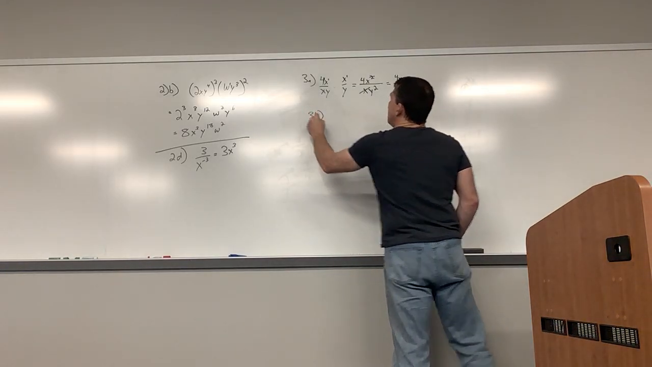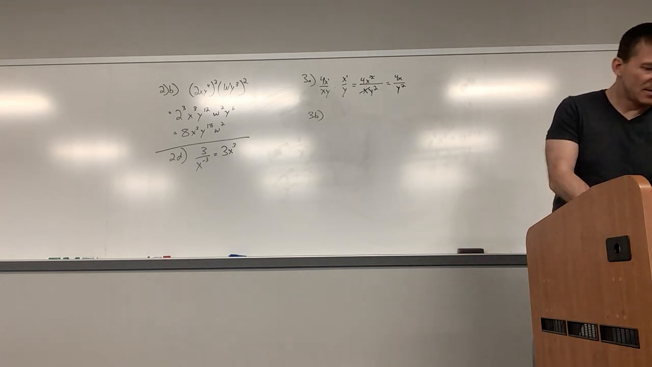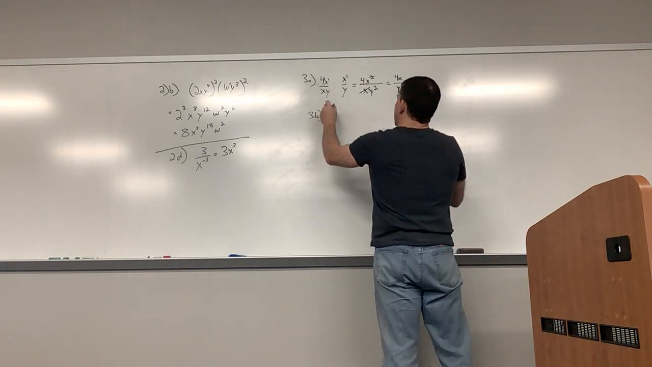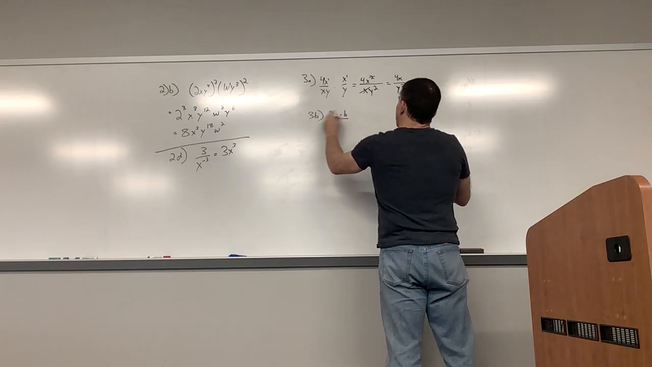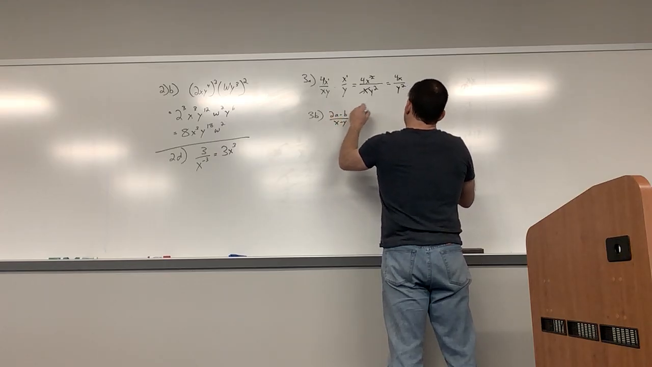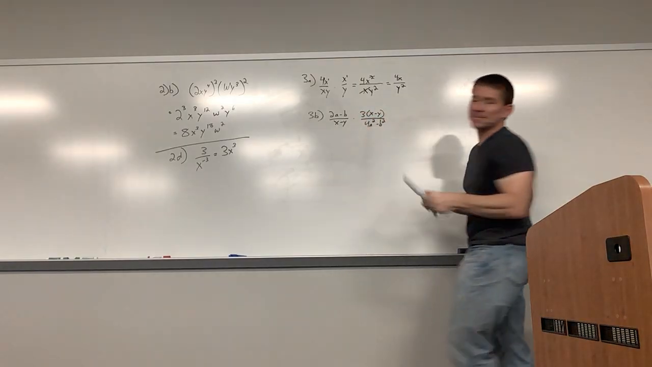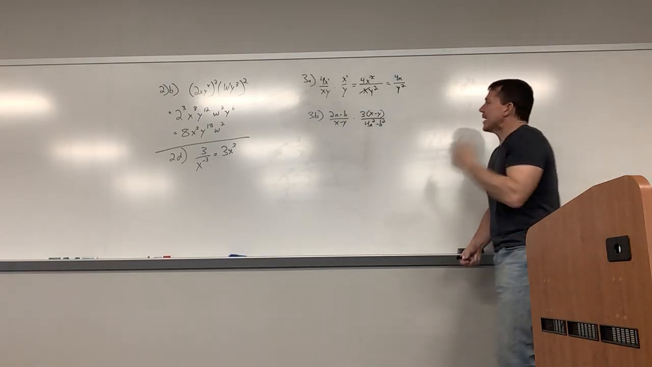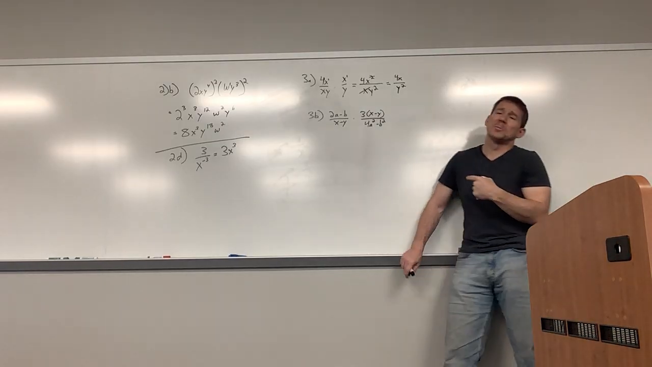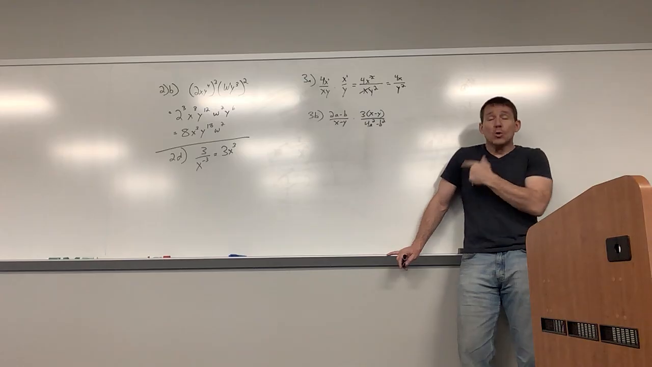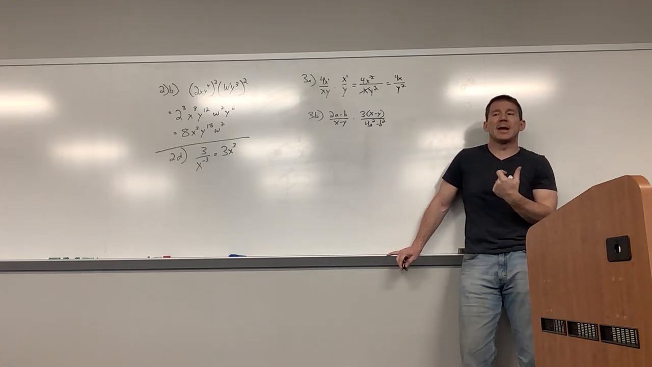Let's see, 3b. 2a minus b over x minus y times 3 times x minus y over 4a squared minus b squared. As far as it goes, we're still multiplying, so we're going to multiply straight across. You can just multiply straight across and go from there.